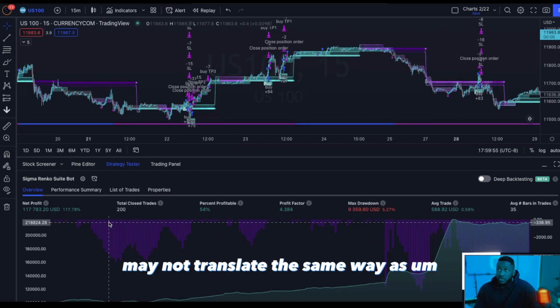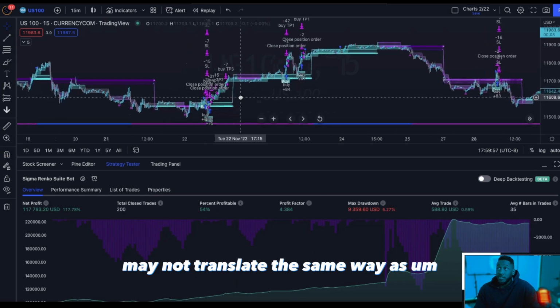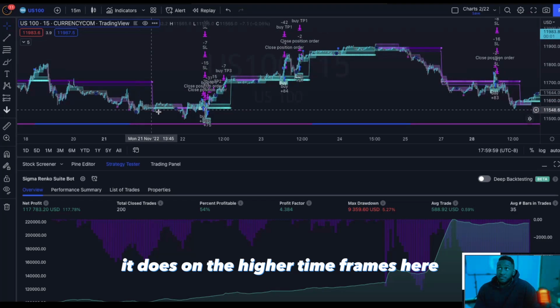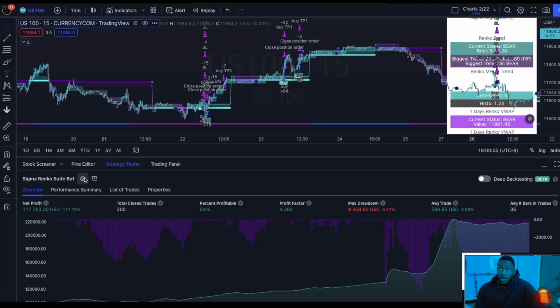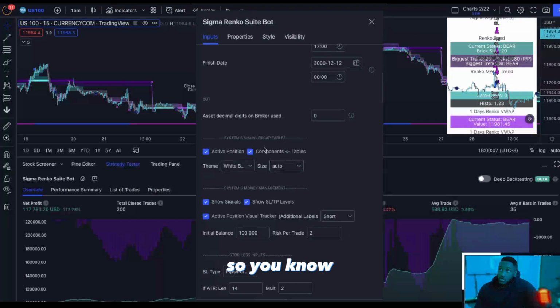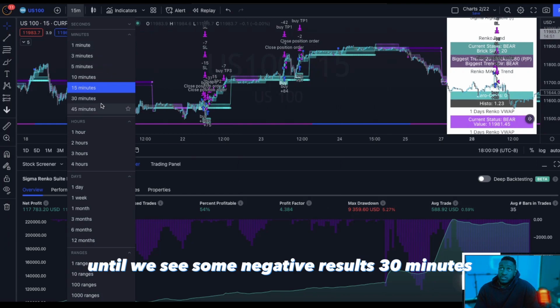And keep in mind, I'm using 20 points per brick. 20 points per brick may not translate the same way as it does on the higher time frames. Here, it actually did pretty well, right? Damn, I'm good. I'm really good. So let's keep changing it until we see some negative results.